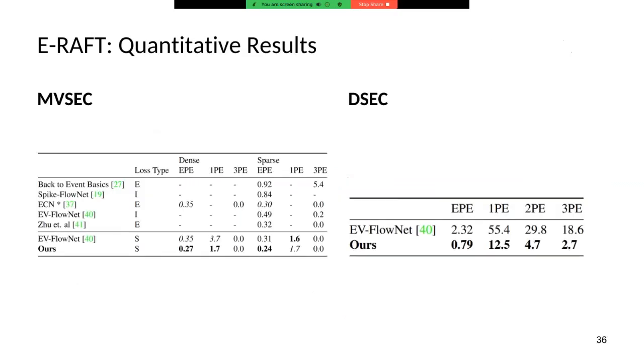Just to give you a hint, basically we adapted RAFT for events. And on the MVSEC dataset, we improved the results already quite a bit against previous methods, for example, EV-FlowNet. But on our dataset, which is substantially more challenging, we can reduce the endpoint error by a factor of almost 3, which is quite remarkable, in my opinion.